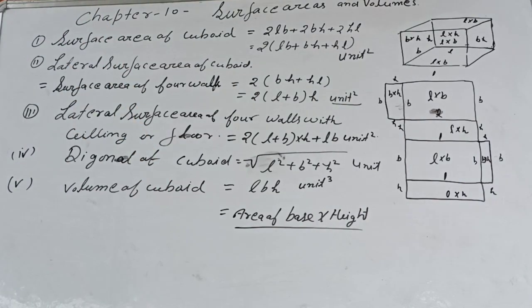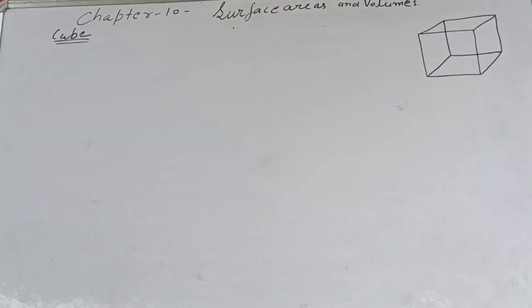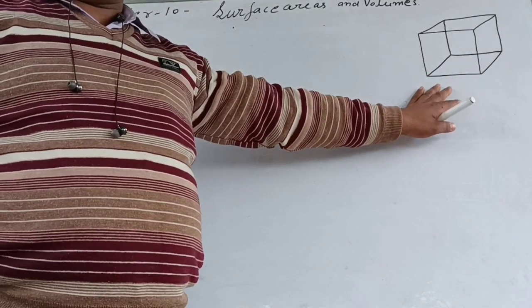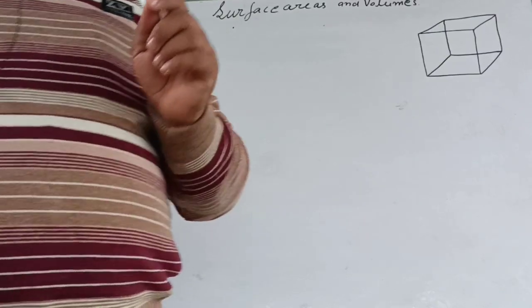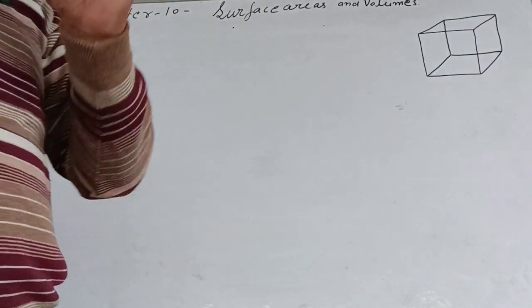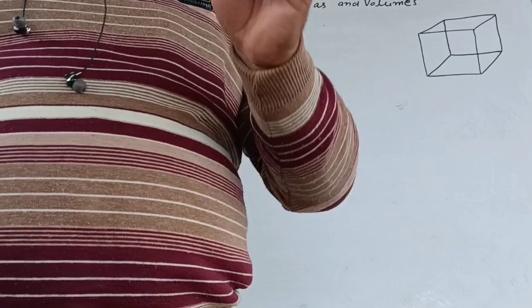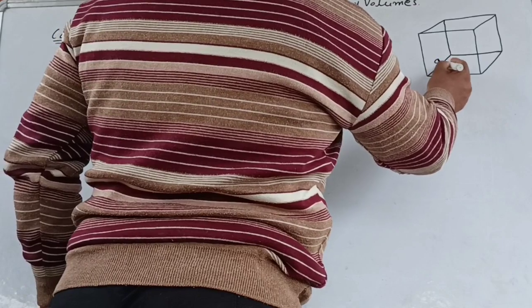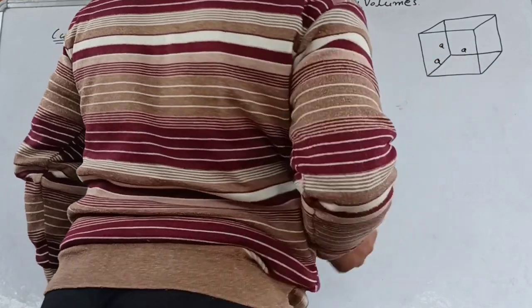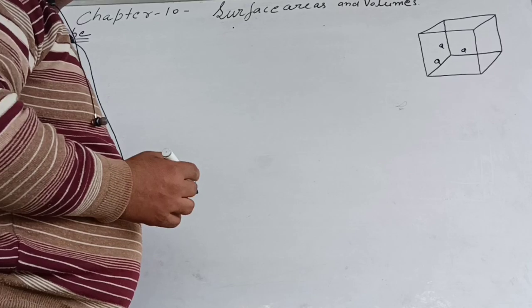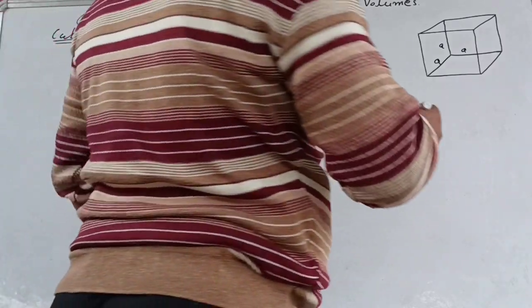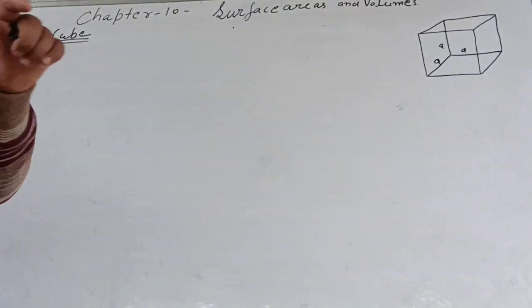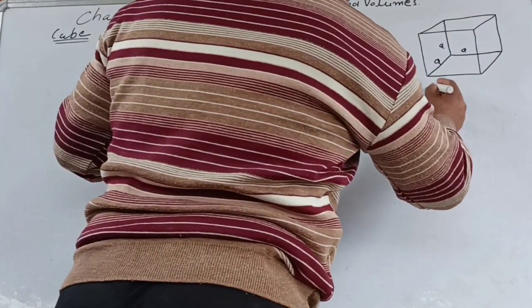First we write this. For a cube, this is the shape of a cube. All sides of a cube are the same, and all 6 surfaces are in the shape of a square. Length, breadth and height are all A. When we open this in the form of a net, we find a figure like this.